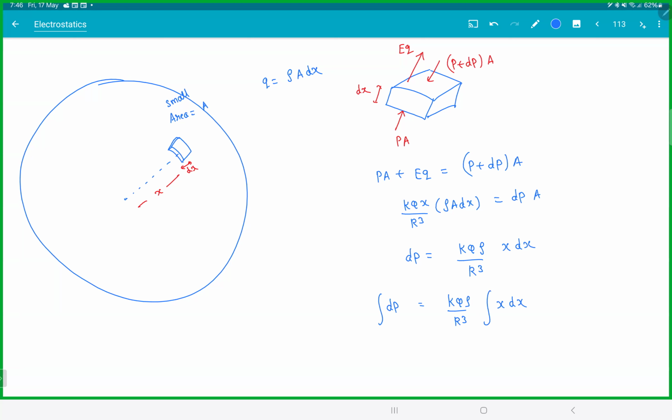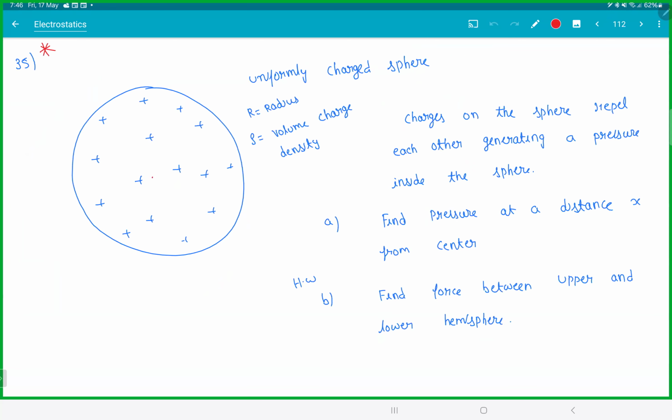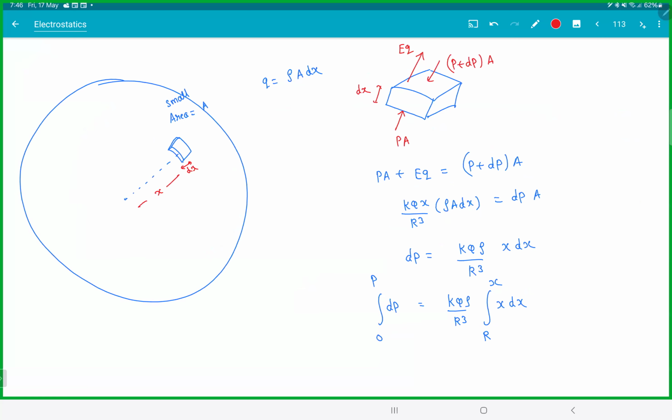So here the pressure, this will go from R to x. This will go from 0 to P. Now see why I'm saying the pressure is 0 on the outer surface. Should I say it's pushing from inside?